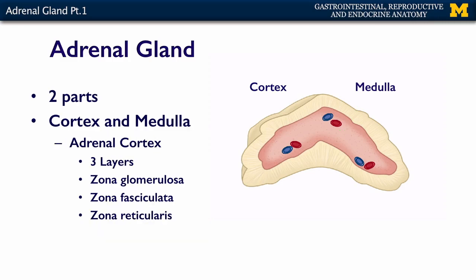The adrenal cortex is the outer part of the adrenal gland, and it is what is controlled by the anterior pituitary. So the adrenal cortex is this outer layer, and it has three sublayers called the zona glomerulosa, the zona fasciculata, and the zona reticularis. And these were named by the early histologists who thought that they looked a certain way, and so they gave them these names.